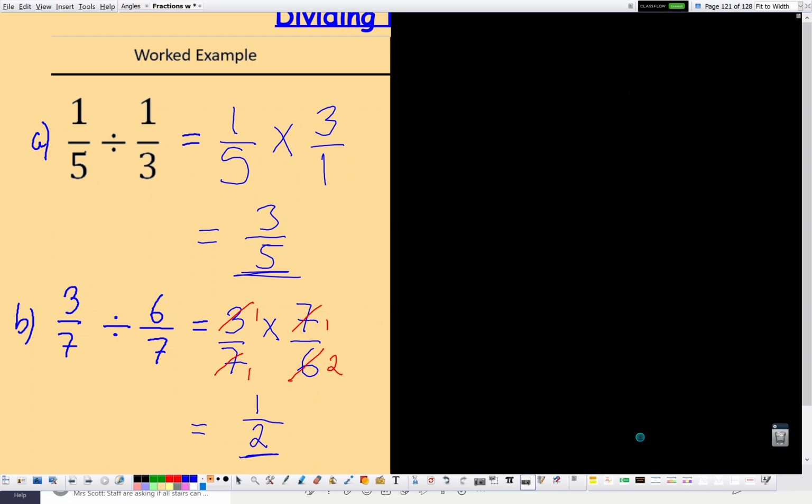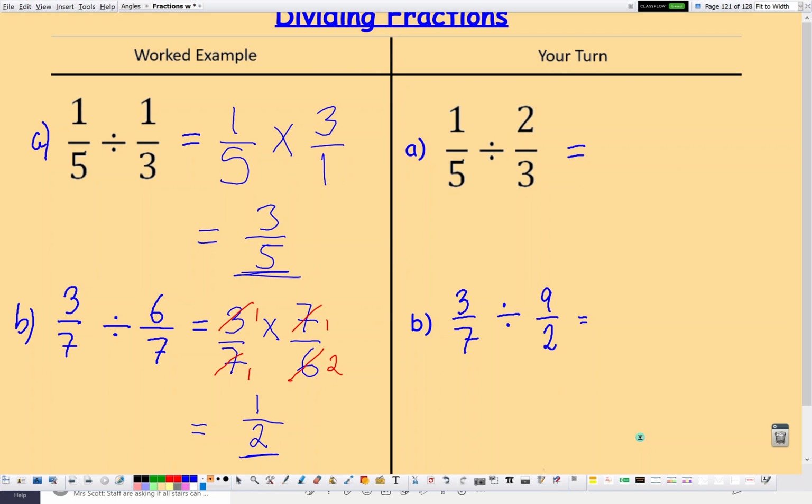Alright, I've got 2 for you to try that are very similar. I'm now going to give you 2 or 3 minutes. Do these now. Go. So look carefully at what I've done in my example and repeat the process for your examples, which are ever so slightly different.